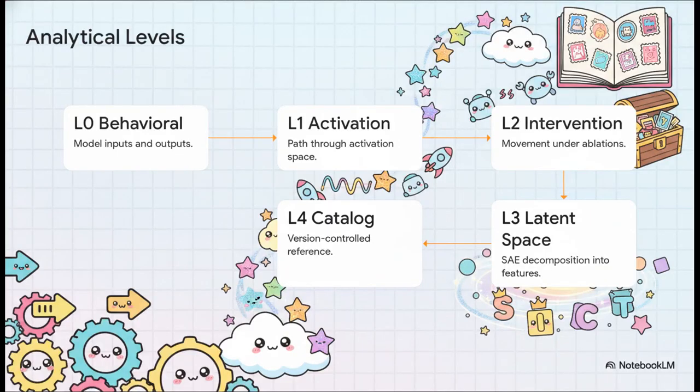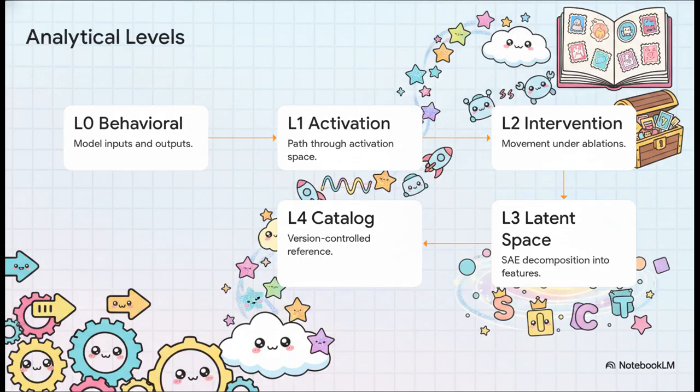Look at this ascent of analysis here. We start way down at the ground floor at level 0, the behavioral layer. That's just the plain inputs and outputs we can all observe. Moving up, level 1 maps the activation trajectory. Level 2 explores intervention space or counterfactuals. Level 3 is the latent feature space. Now this is precisely where our SICT metrics actually get measured. And the whole thing culminates at level 4 in a curated diagnostic catalog.